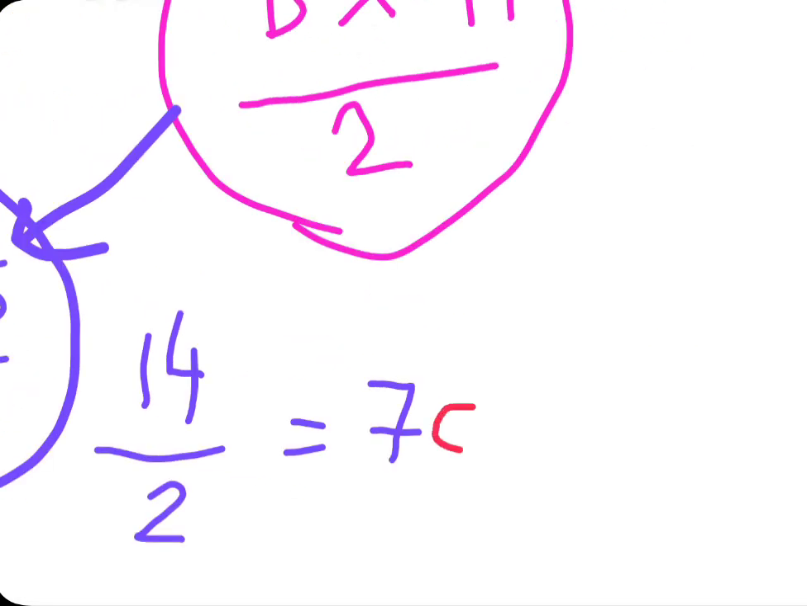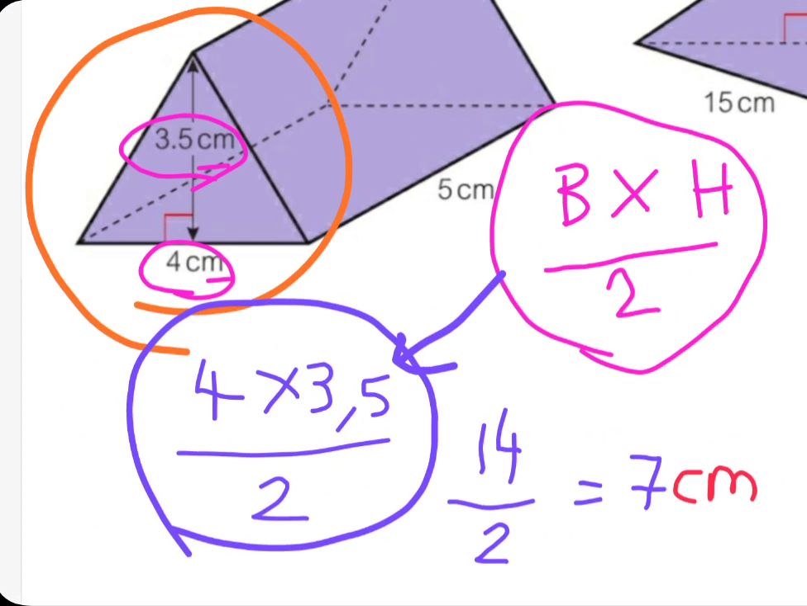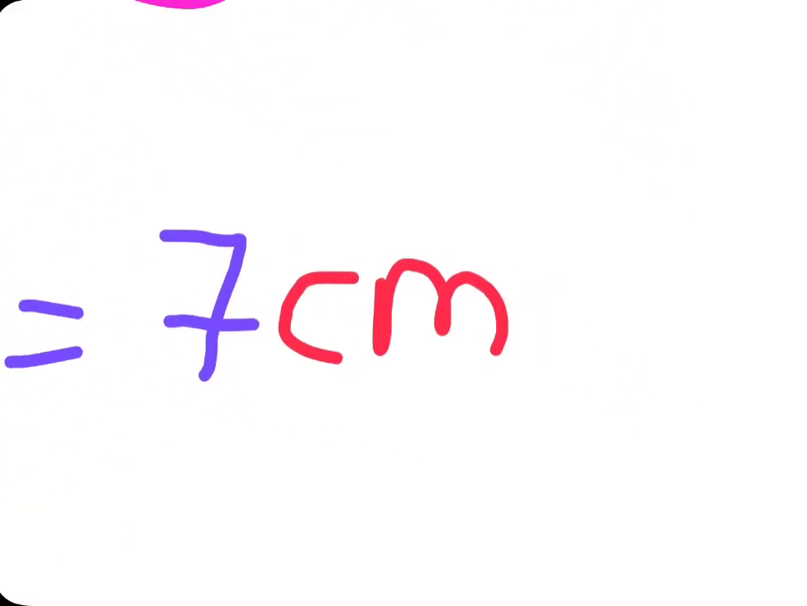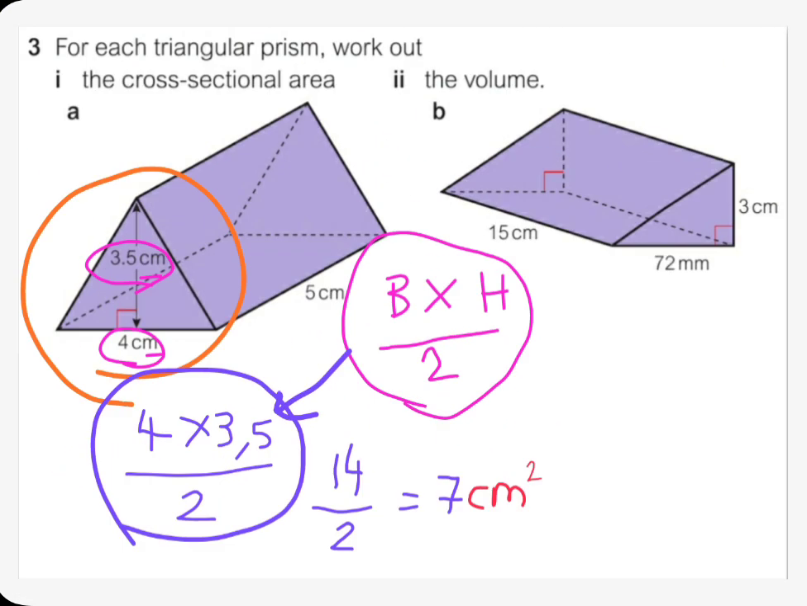The unit is centimeters. Very good. Is it centimeters? Good job. Because it's an area, it has to be what? Squared. Good job. So this is the area of the triangle. Base multiplied by height divided by 2. You have to memorize the formula and know how to use it. This is the first question, number 1.